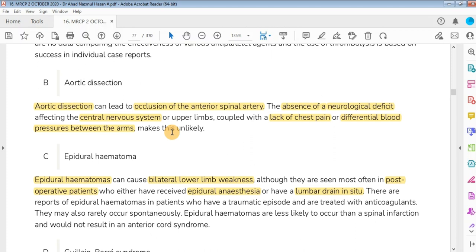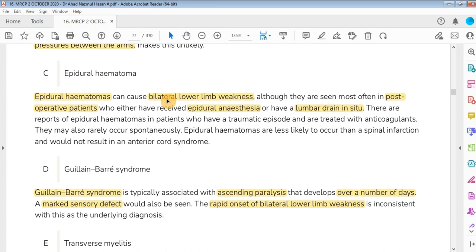Aortic dissection will have severe central tearing chest pain, and there should be differential BP in the arms, which is absent here. Epidural hematoma usually comes with bilateral lower limb weakness in a postoperative patient, either receiving epidural anesthesia or having a lumbar drain in situ.